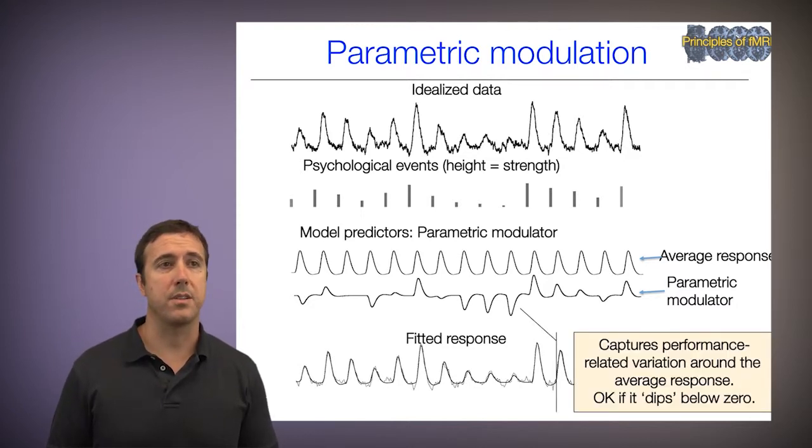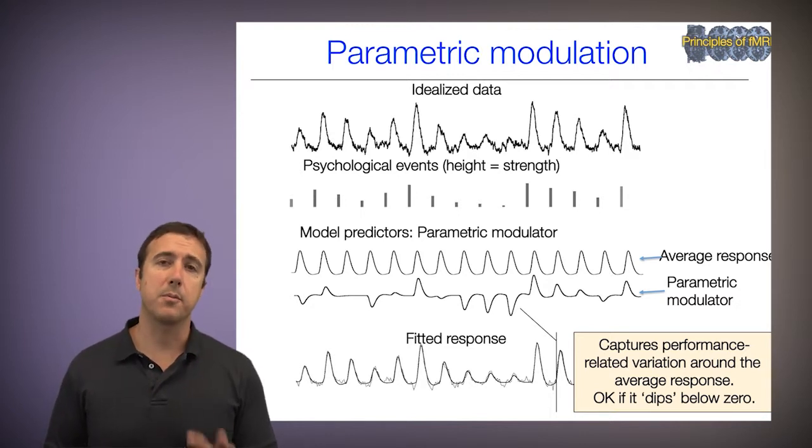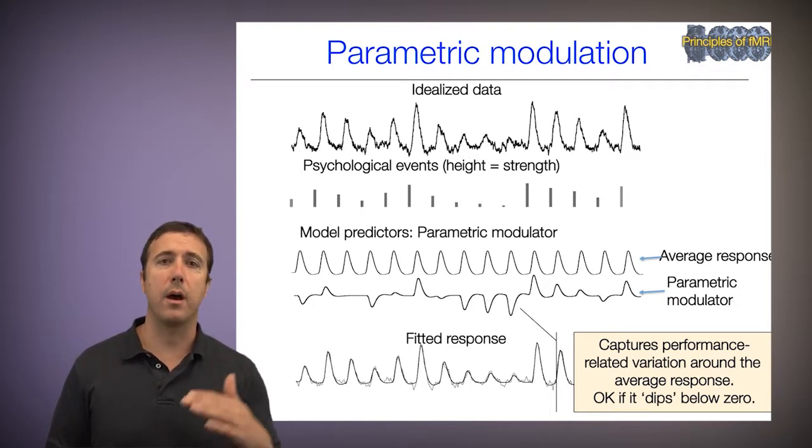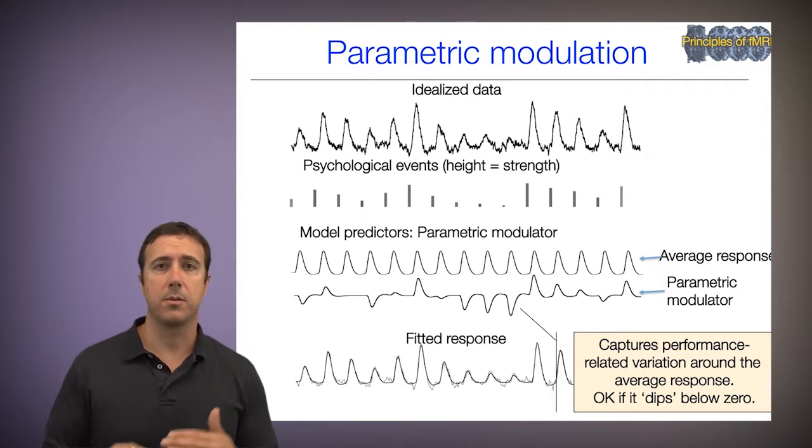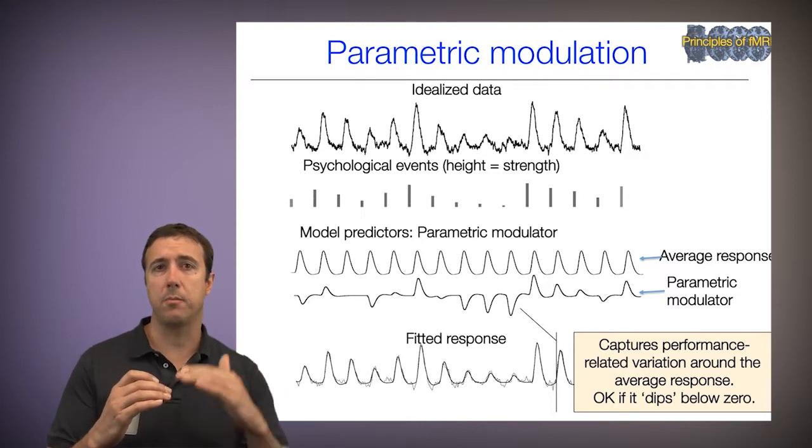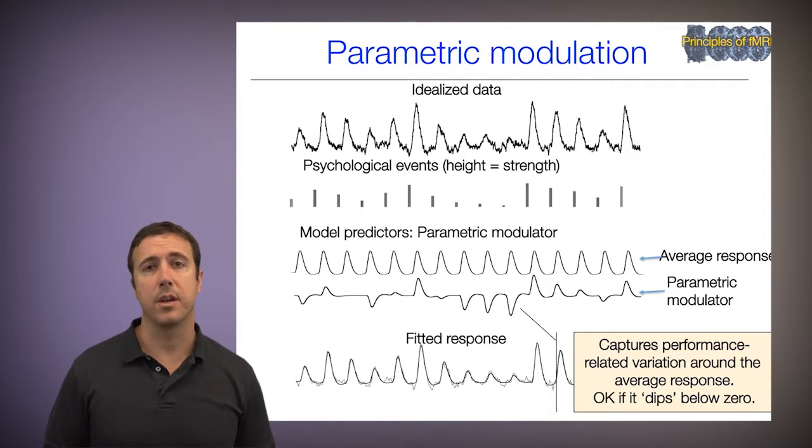And this is to illustrate that it's okay that the parametric modulator sort of rises and dips below 0. It doesn't look like the reaction time anymore, but what it's doing is it's capturing performance-related variation around the average response. So it's the relative rise and fall above and below the average that it's capturing. So it's okay if it dips below 0, it's still doing what it's supposed to do.